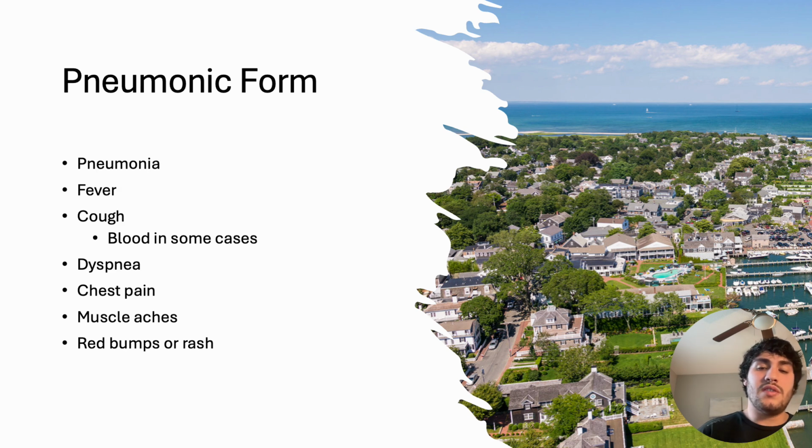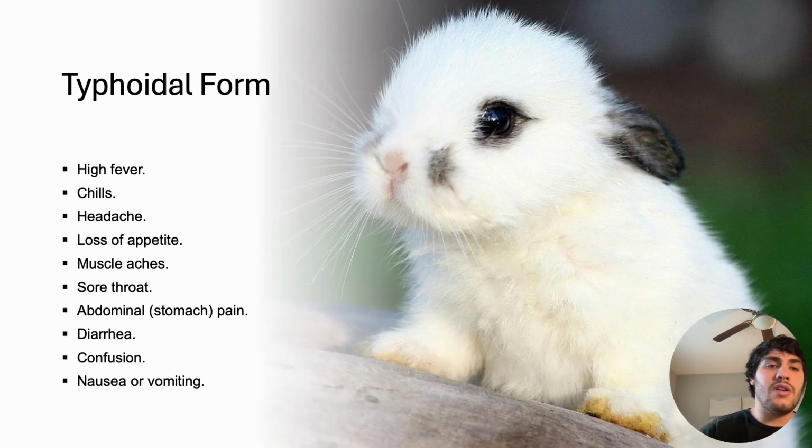So we'll see pneumonia in some cases, fever, again, those normal symptoms of fever and the swollen lymph nodes are prevalent here. Coughing, bloody coughing in some cases, shortness of breath with dyspnea, chest pain, muscle aches, red bumps, or rash. And then our final form is kind of our catch-all.